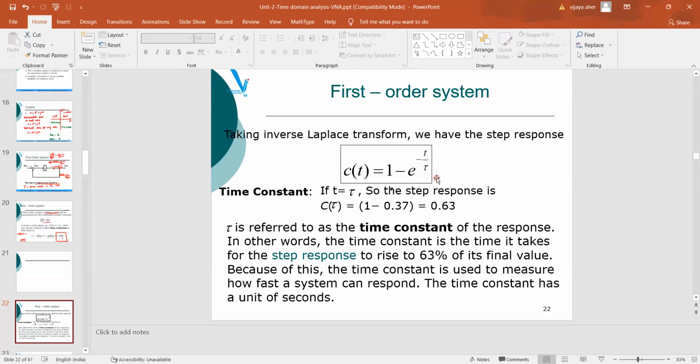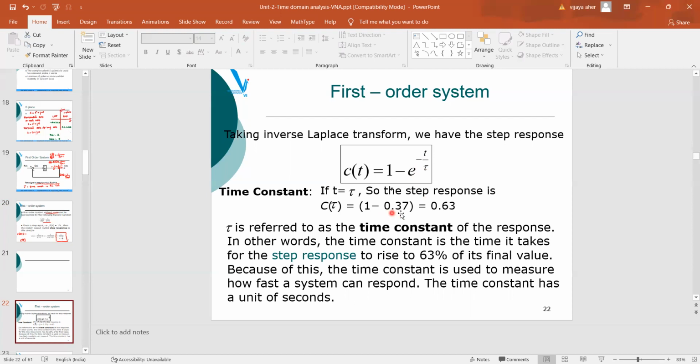Now what is the time constant? Suppose this small t is equal to tau, the time constant. Listen to me carefully. If small t is equal to tau, then what happens? Minus t divided by tau is minus 1. So e raised to the power minus 1 is nothing but 1 divided by e raised to the power 1. So what is the value of e raised to the power 1?